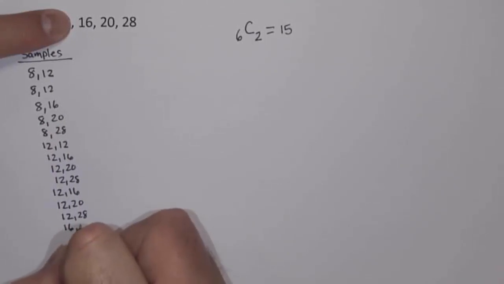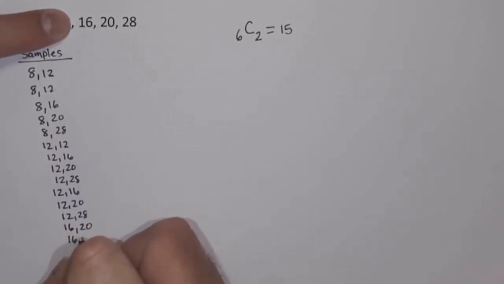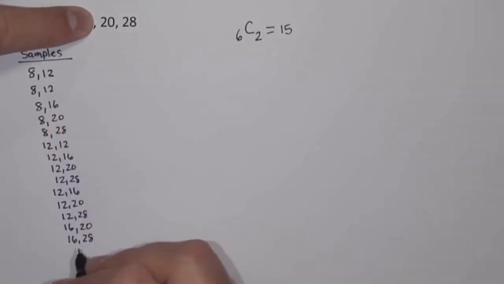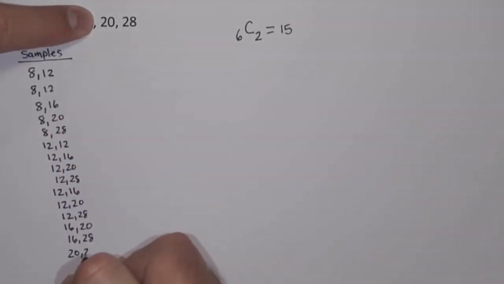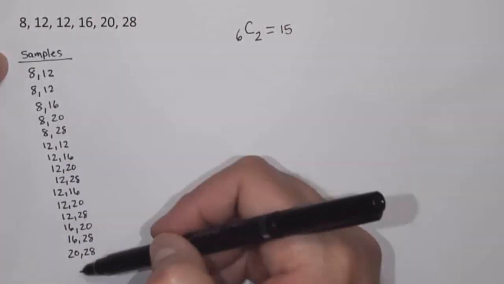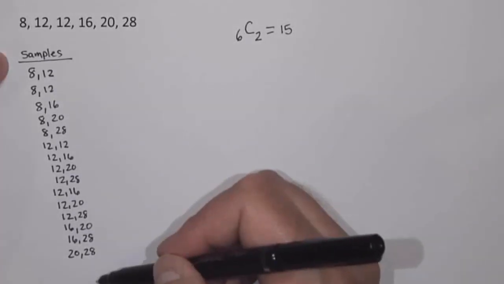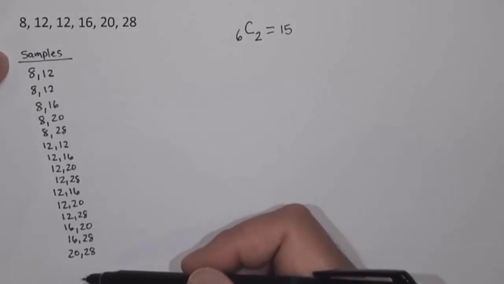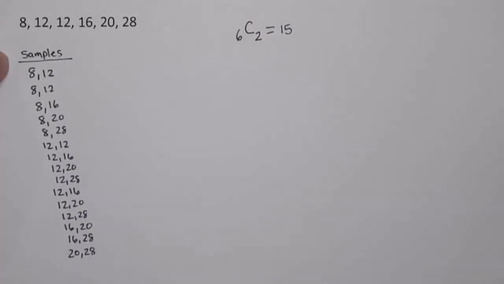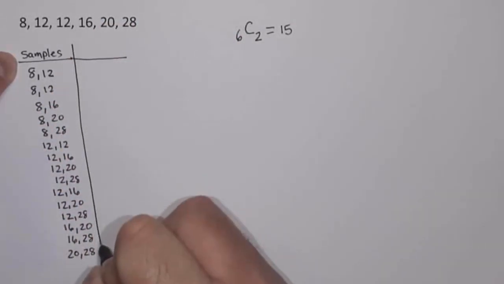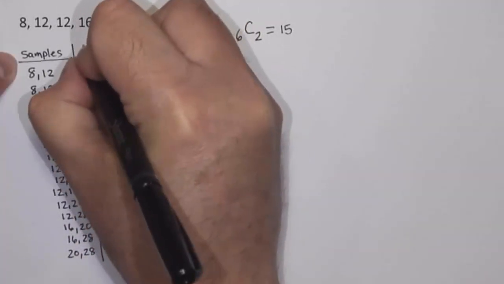So 16 paired with 20, 16 paired with 28, and last but not least, pair 20 with 28. So 20 paired with 28. So there are 15 different samples of size 2, and this literally gives us the 15 different samples that are possible. So we're going to calculate the mean for each one of those samples. So we're going to calculate x bar for each one of these samples.